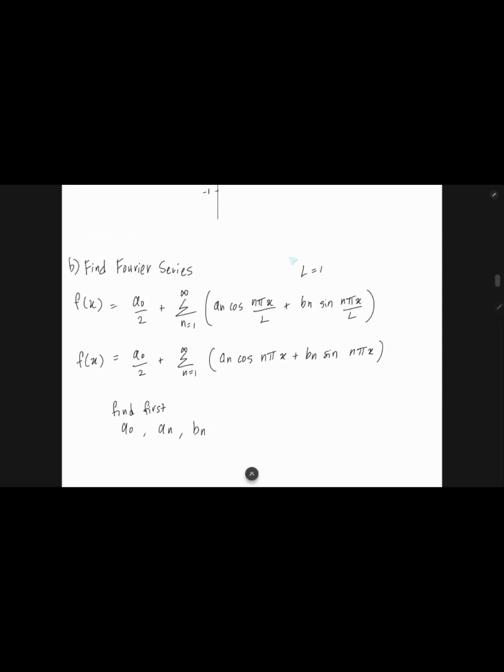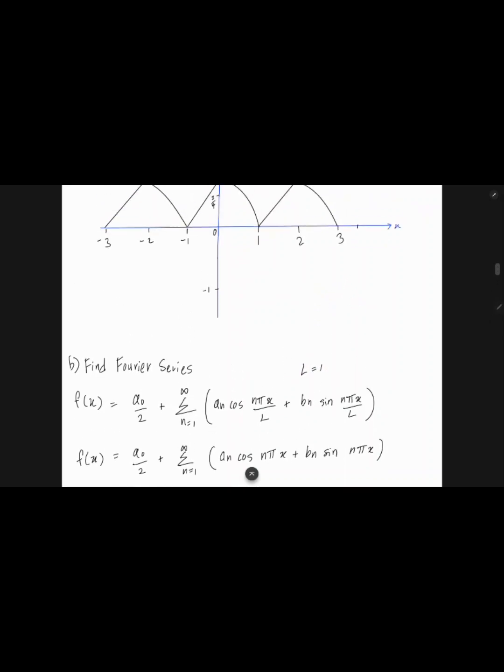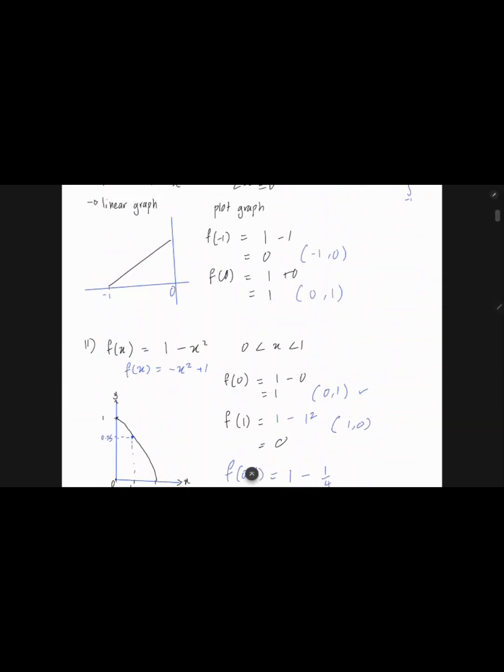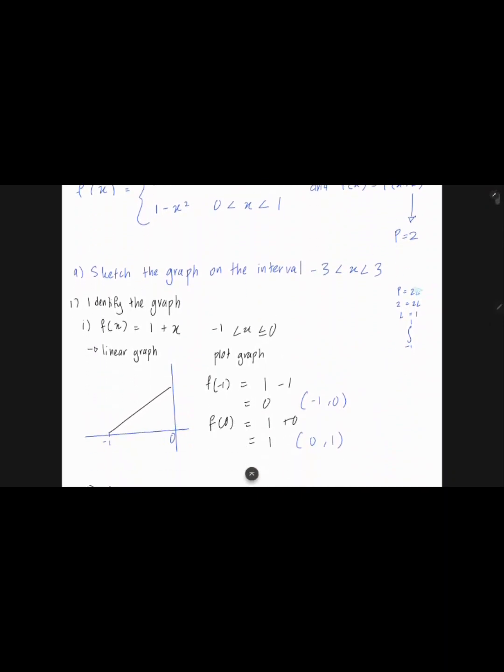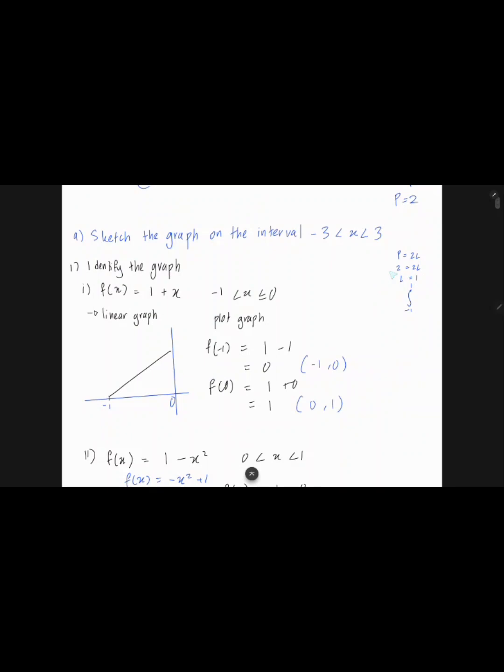Alright, for the Fourier series, we must put everything in this equation, which is f(x) equal to a0/2 plus the summation of n equal to 1 to infinity of an cos(n pi x over L) plus bn sin(n pi x over L). Okay, L we can get from the P, which is P equal to 2L. So we simplify it to L. Therefore L equal to 1. Right, that's why we got L equal to 1. So first we put the L in the equation. Therefore we get this equation.